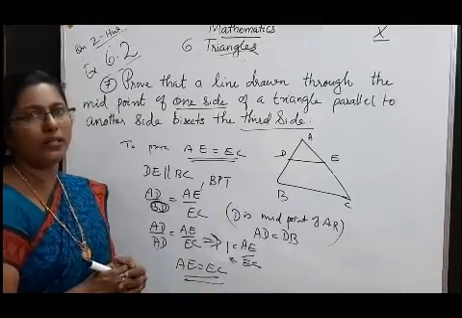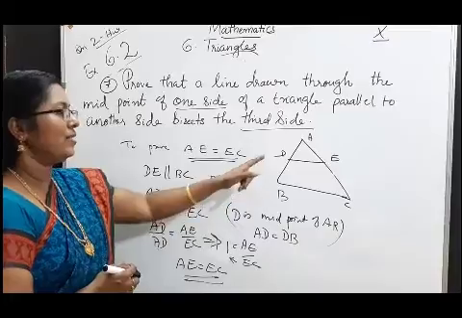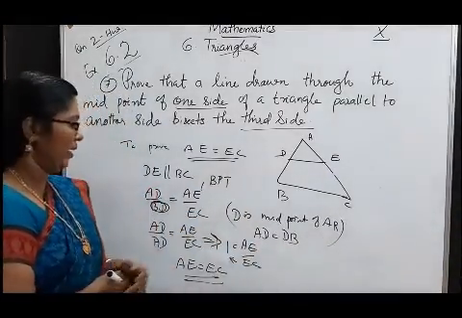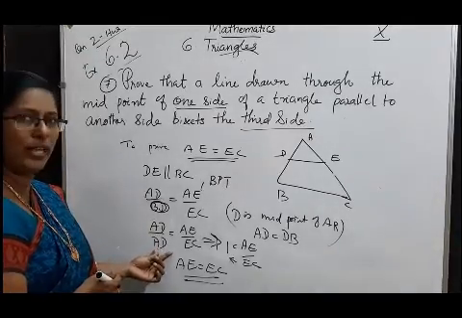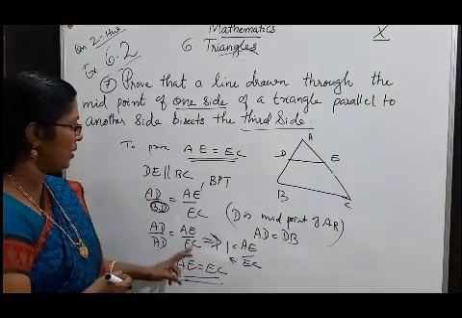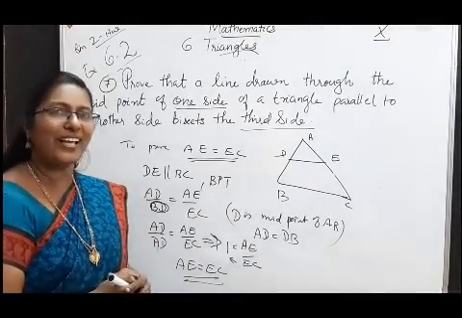Here we have to prove AE equal EC. It is a midpoint. It is an important question. By the midpoint theorem, AD equal DB. Instead of DB, substitute AD. It gives 1. Then transposing, AE equal EC. Clear? Okay, the next question.